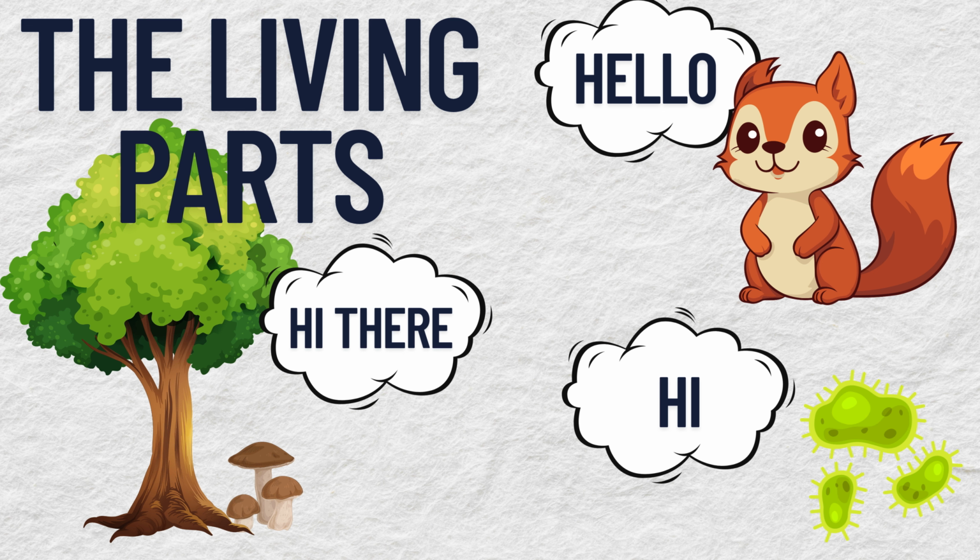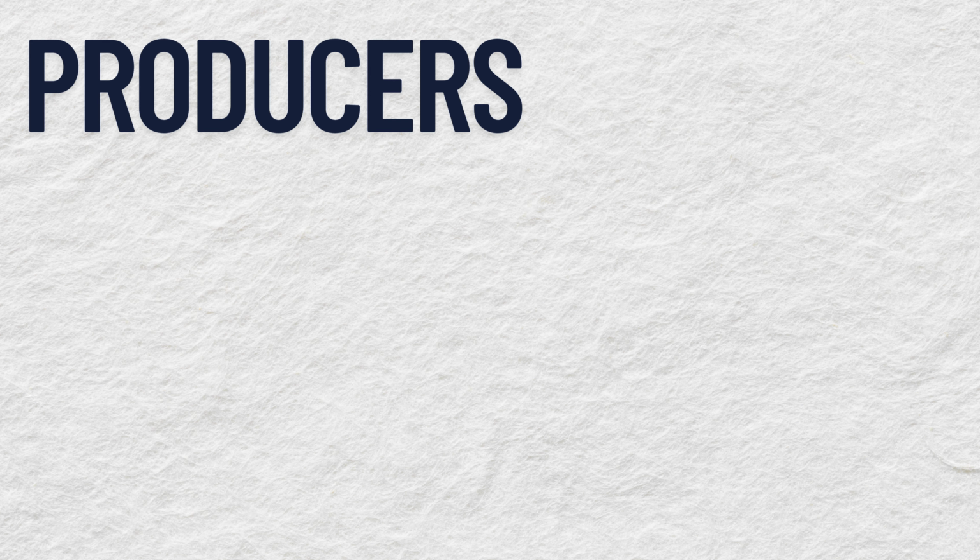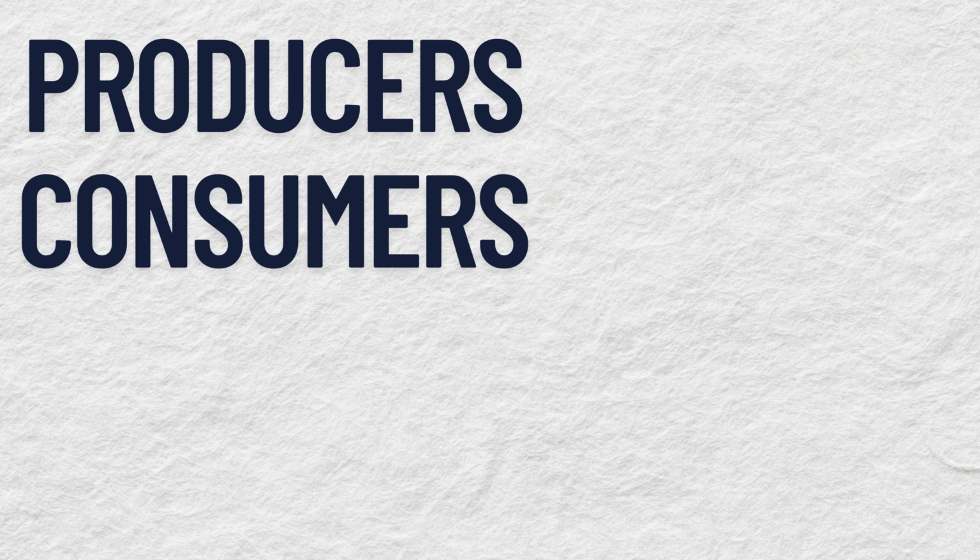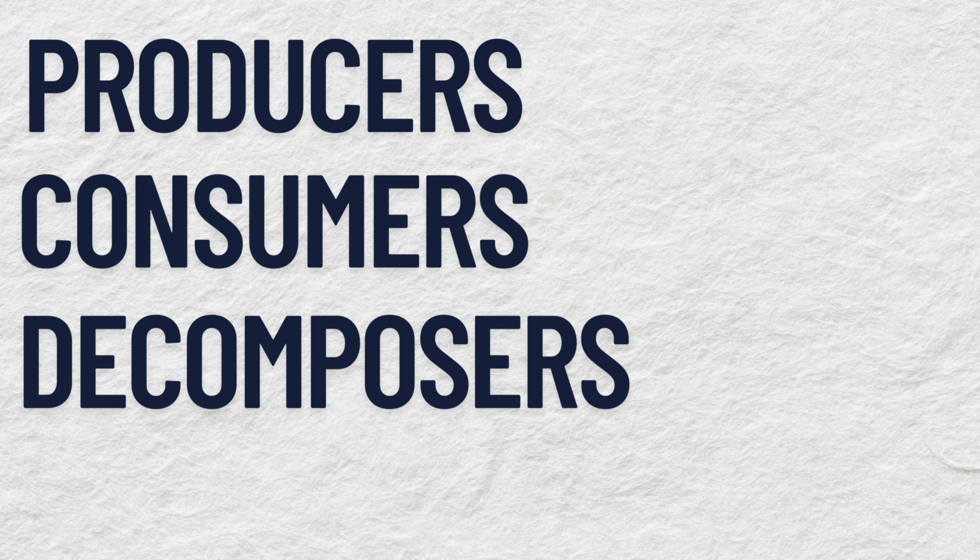Biotic factors are often grouped into three main categories. Producers, like plants and algae, which make their own food using sunlight through photosynthesis. Consumers, like insects, birds, and humans, which eat plants or other animals to get energy. Decomposers, like fungi and bacteria, which break down dead matter and recycle nutrients back into the soil.